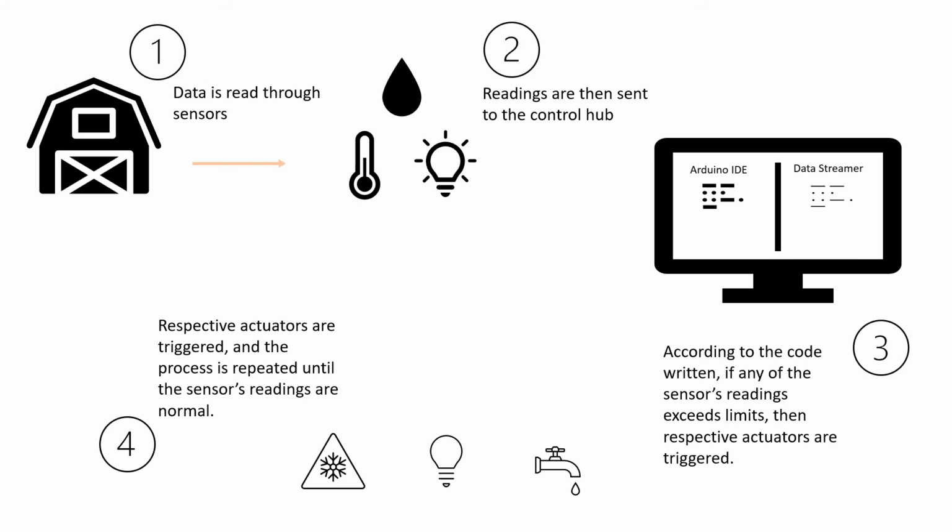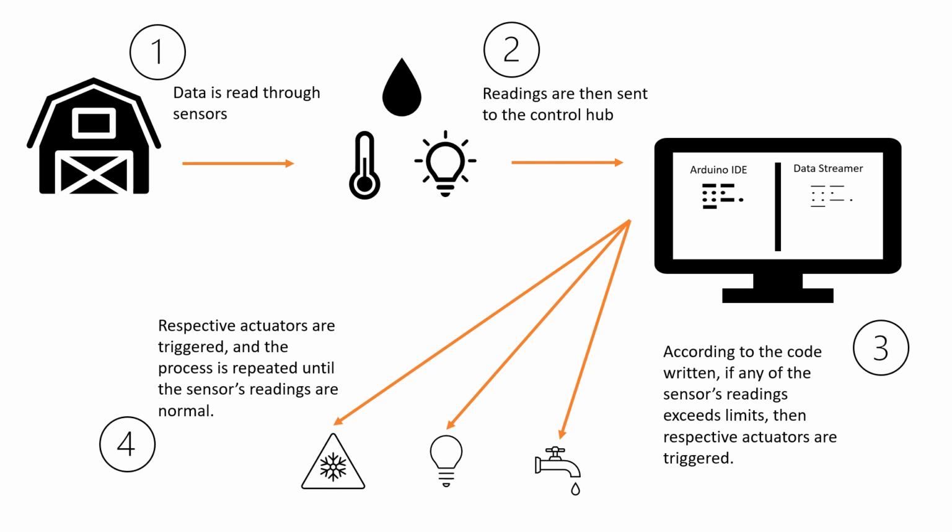The full process goes like this. Data is read through these sensors. Readings are then sent to the control hub. According to the code written, if any of the sensors' readings exceed limits, then the respective actuators are triggered, and the process is repeated until the sensors' readings come back to normal.